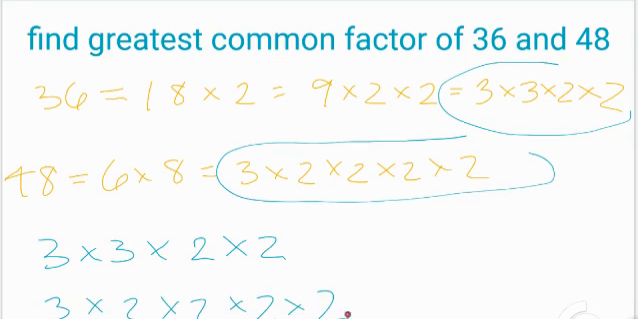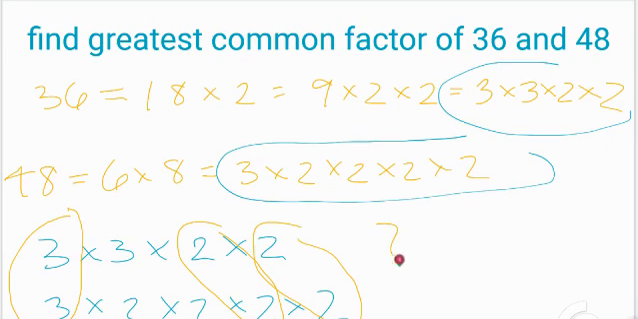Now we want to try to identify common factors. We can see that they share 3 at the beginning, they share 2 at the end, and another 2 here. Now, there is a 3 in the top row, but there is no 3 in the bottom row, so we can't count that. And there are 2 2s in the bottom row, but there is not another 2 in the top row, so we can't count that either.